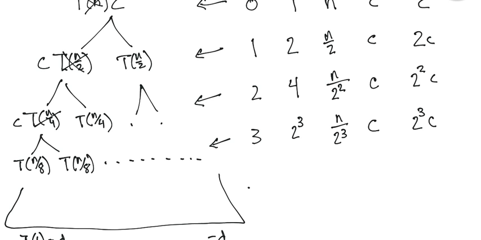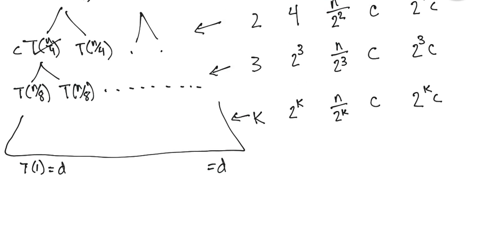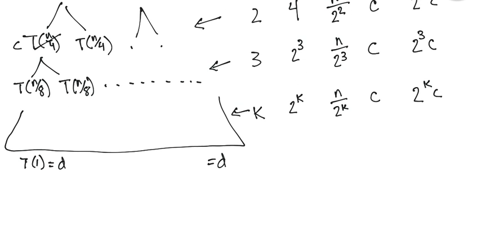And in general, at the kth level, the pattern should be clear. There are 2 to the k nodes. We're representing n over 2 to the k. Each node has value c, and the total value at that level is just 2 to the k times c. So one question that arises is, what is the value of k at this last level? In other words, when we get down to T of 1, what is the level? What is k?